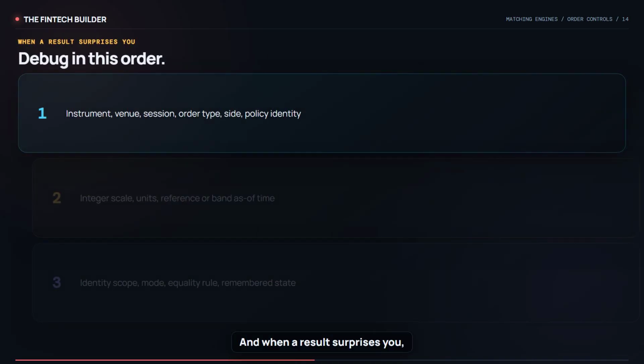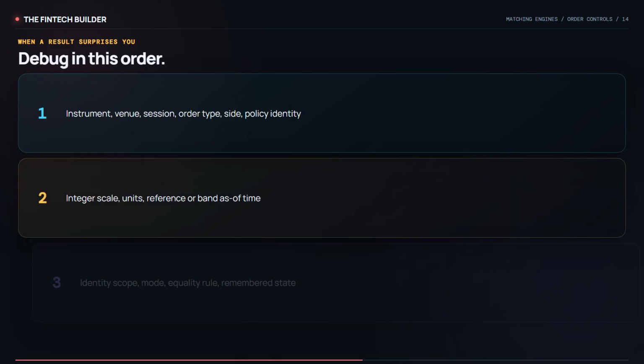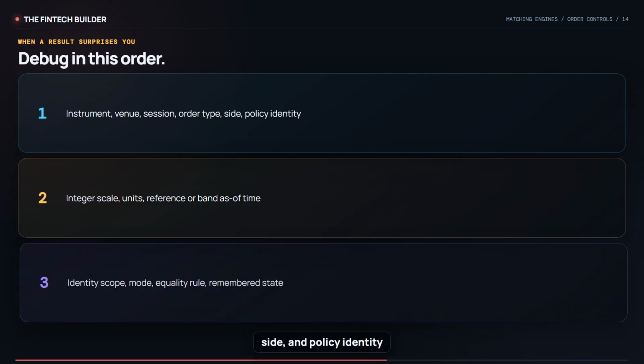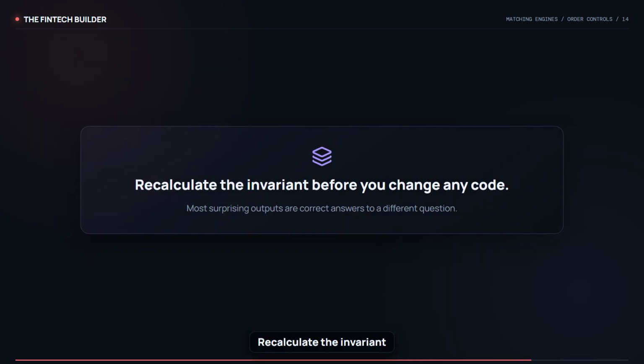And when a result surprises you, debug in order. Confirm instrument, venue, session, order type, side, and policy identity first. Then confirm the integer scale, the units, and the as of time. Then confirm the equality rule and the remembered state. Recalculate the invariant before you change any code, because most surprising outputs are correct answers to a different question.